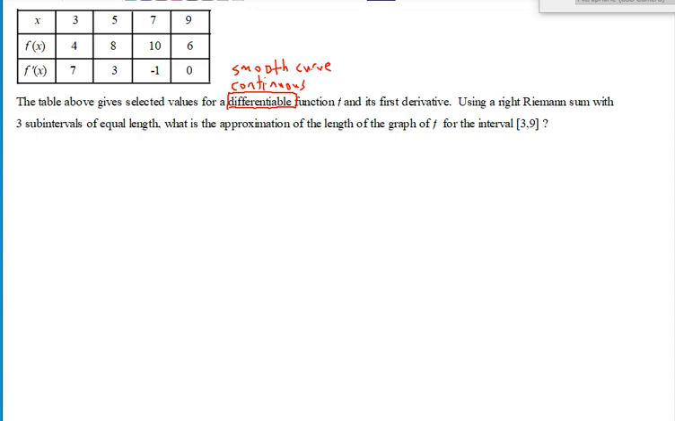And then here it asks us, it kind of combines two different concepts together. It says using a right Riemann sum. Remember, we use these to approximate integrals because we don't have the equation. We just have the table of data for f of x. And it says three subintervals of equal length. What is the approximation of the length of the graph of f for the interval 3 to 9?